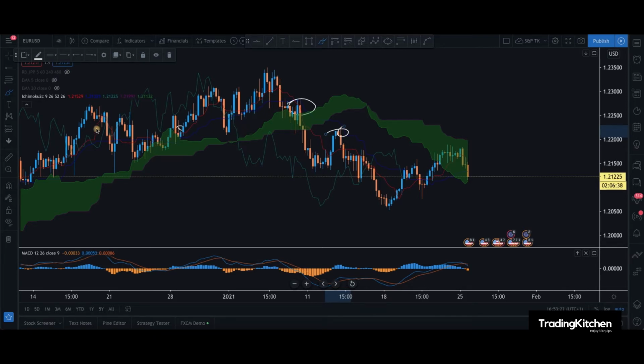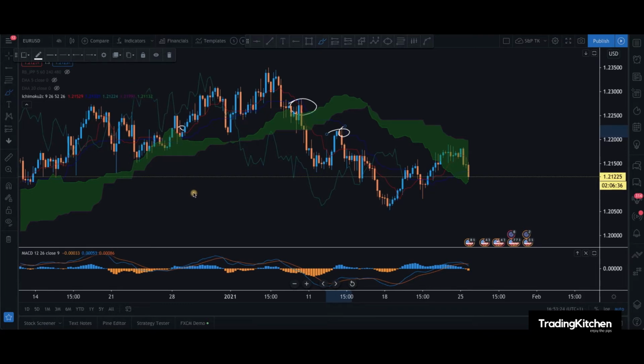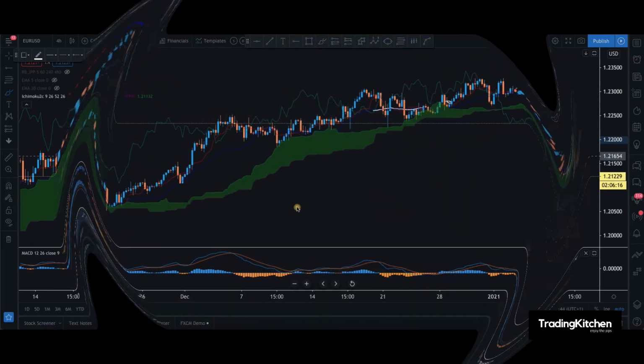When the moving averages, like in this case, are relatively close to each other, as you can see, we can consider it a ranging market, so we cannot trade here.